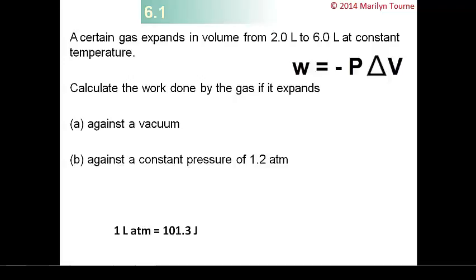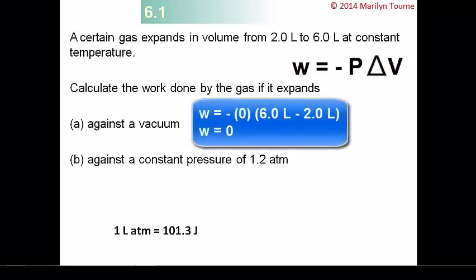All right, so a certain gas expands in volume from 2 liters to 6 liters at constant temperature. Calculate the work done by the gas if it expands against a vacuum. Well, we just talked about that. If it's against the vacuum, that means that there's no opposing external pressure. That means that P must be 0. If P is 0, then 0 times whatever is still 0. So work done is 0.